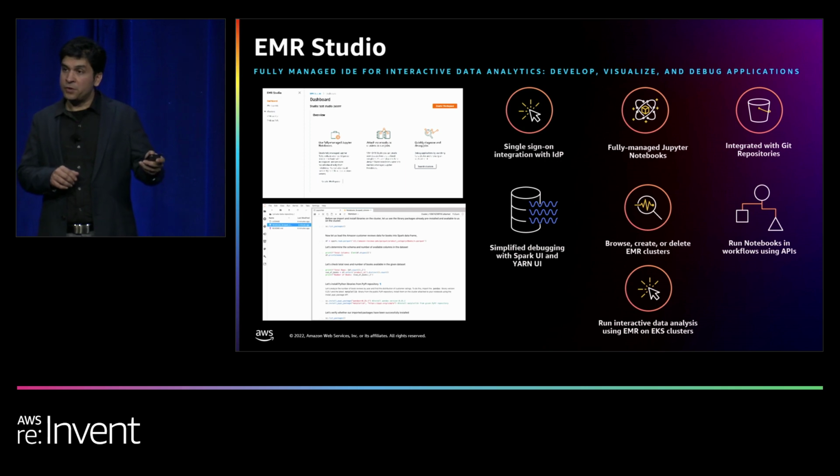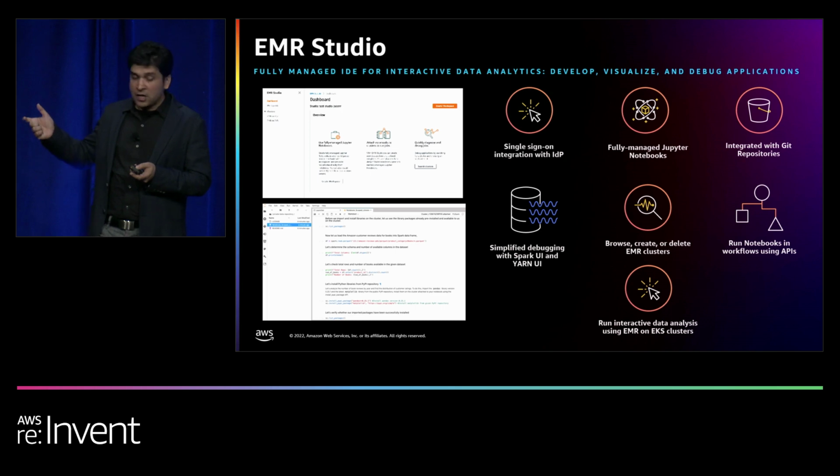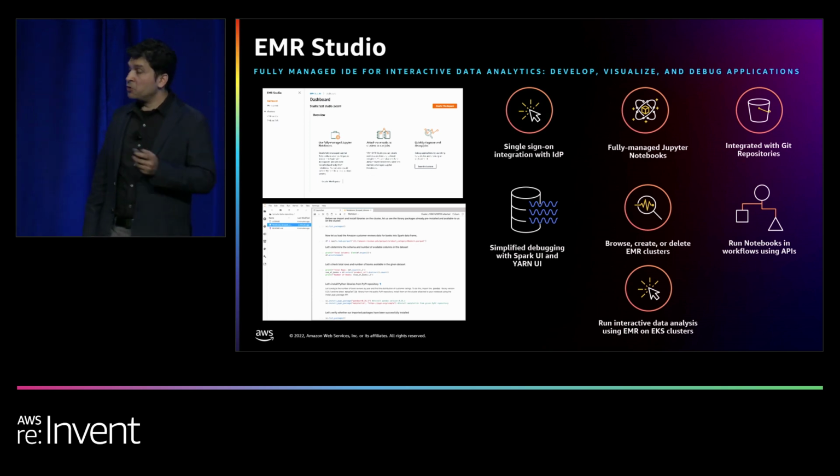It is single sign-on enabled, so your data science teams or engineering teams can get a single URL to go into EMR Studio without worrying about all the access that is part of the AWS console. You get the same simplified debugging with Spark and YARN UI, as I mentioned for EMR Serverless. You get the live UI and the persistent UIs. You can browse, create, or delete EMR clusters. If you want to run notebooks in a headless fashion, we have the APIs for it, and that is very common nowadays to have notebooks as part of your DAGs themselves. And then finally, you can run the interactive notebooks on EMR on EKS as well, in addition to EMR on EC2.